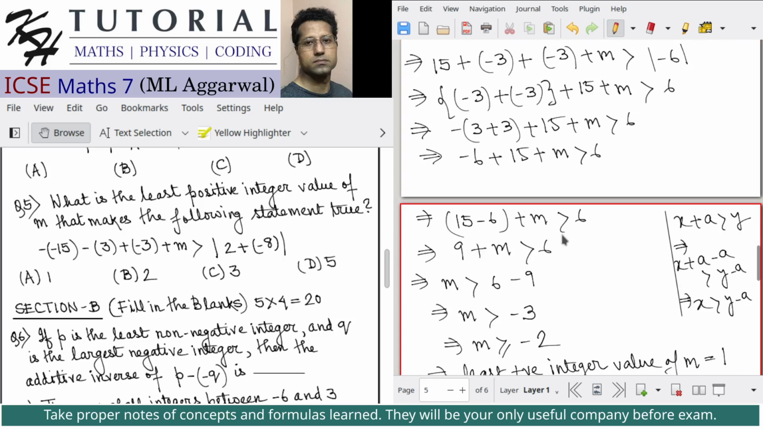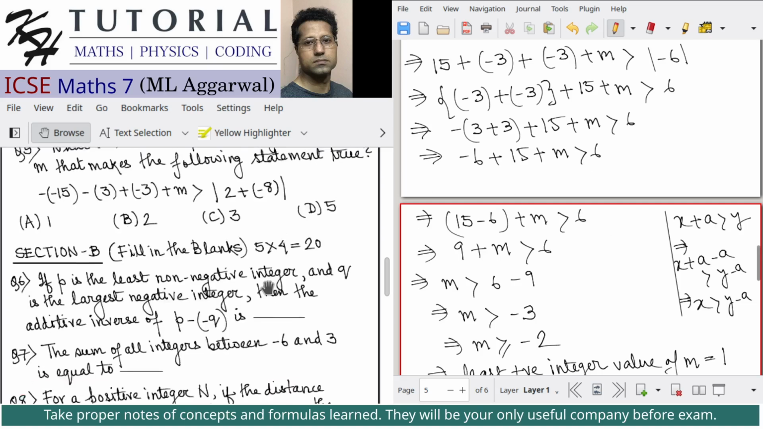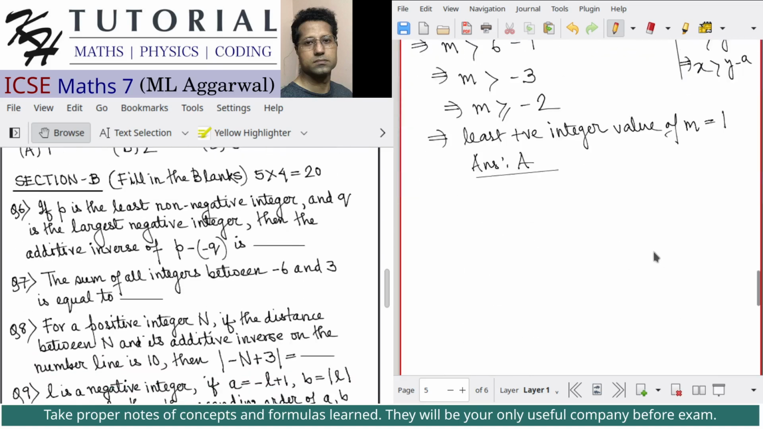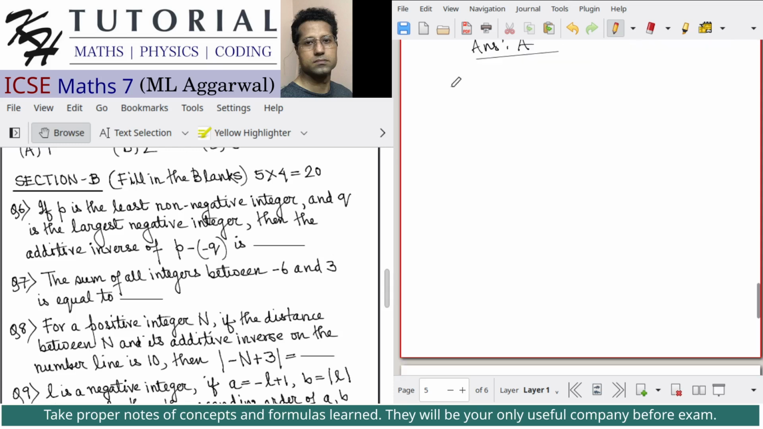Okay, so this comes to an end of section A, which were multiple choice problems where only one choice will be correct. Let's do section B. Question number 6. These are fill in the blanks questions. If P is the least non-negative integer and Q is the largest negative integer, then the additive inverse of P minus Q is.